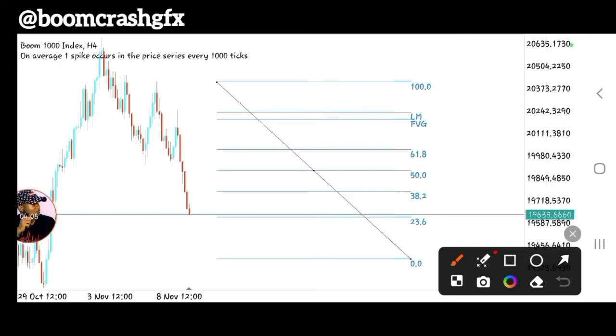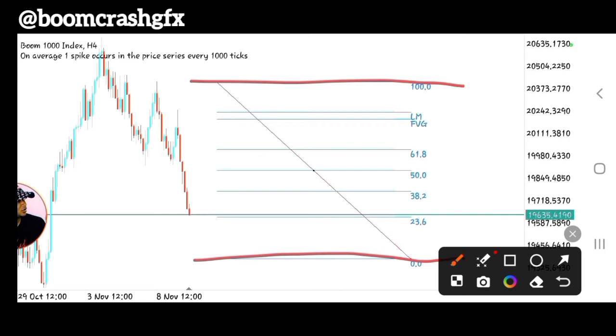As we have our Fibonacci tool mounted, we have our major peak and we have the major low where zero of the Fibonacci level will be mounted. Before we proceed, it's important that you note that the way you mount the Fibonacci tool on a downtrend movement is different from the way you mount it on an uptrend movement. So how do you go about it?